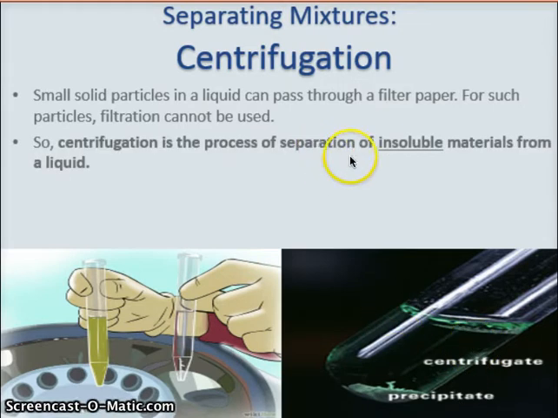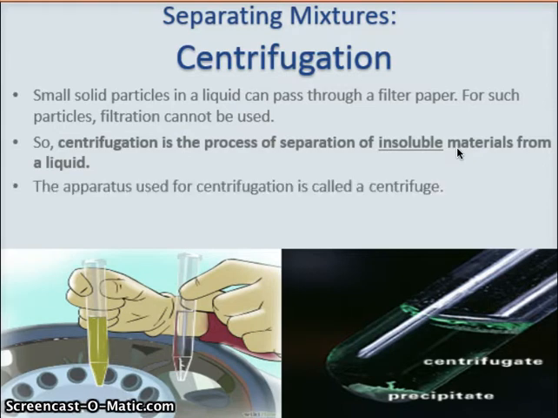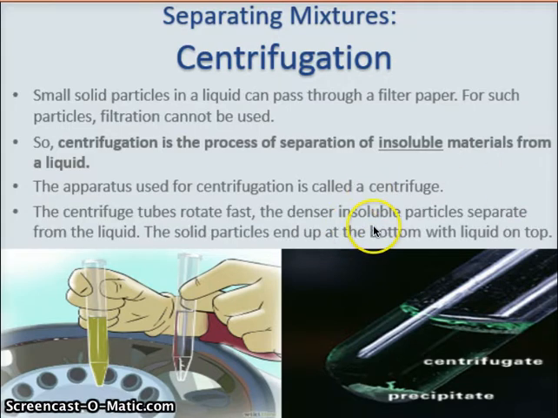Centrifugation is a process of separation of insoluble materials. Again, we cannot see it, but inside of these test tubes, there are particles that are not dissolved in the liquid. They're insoluble, they're not dissolved, but we cannot see them. So the way we see them is by using the centrifuge. The centrifuge is also known as centrifugation. The tube rotates fast, and the denser insoluble particles separate from the liquid, forming a precipitate.